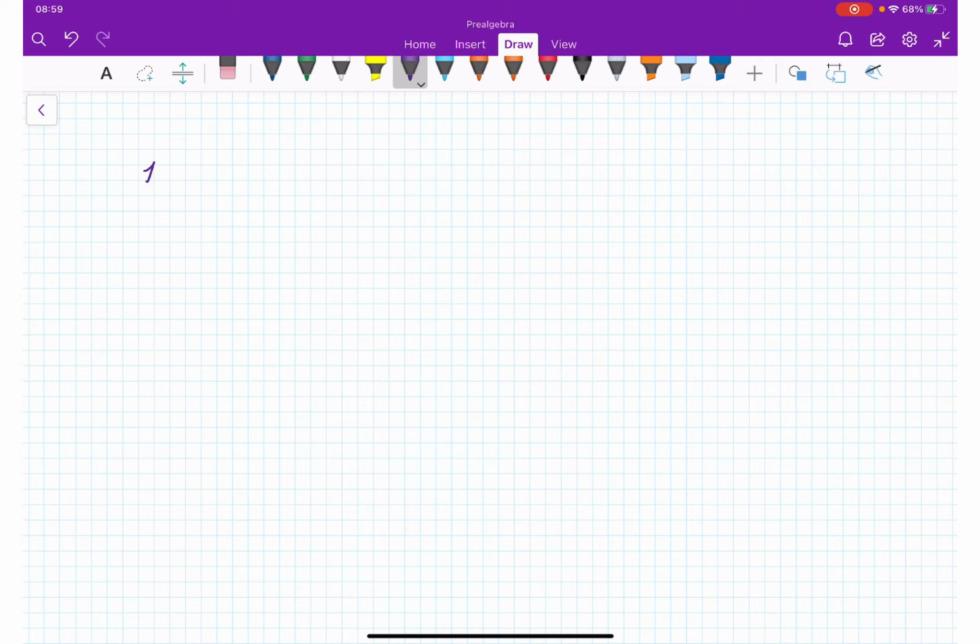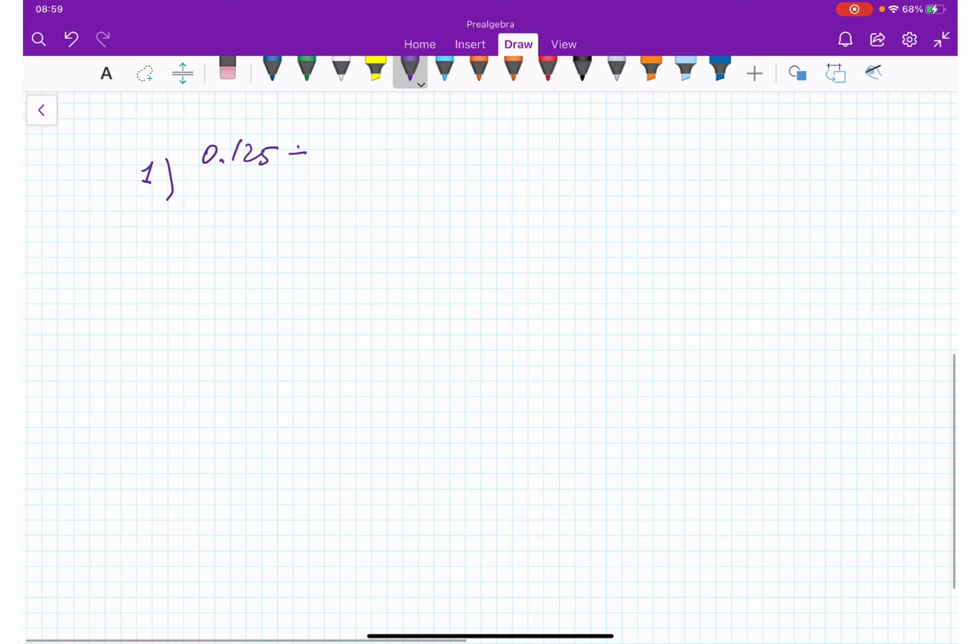Okay, going to solve the following, calculate the following expression. So we have 0.125 divided by 0.25 plus 1.9 over 16 divided by 2.5.